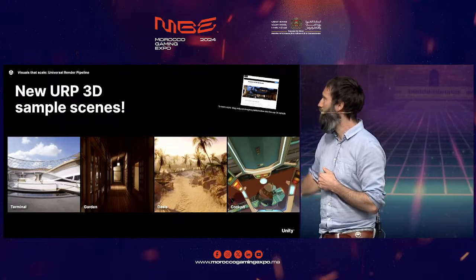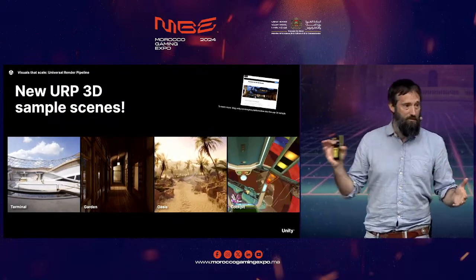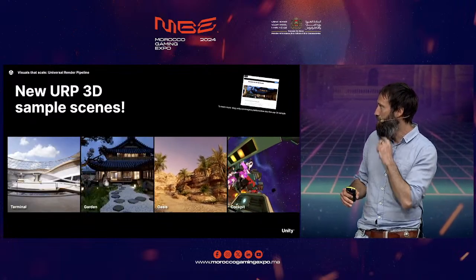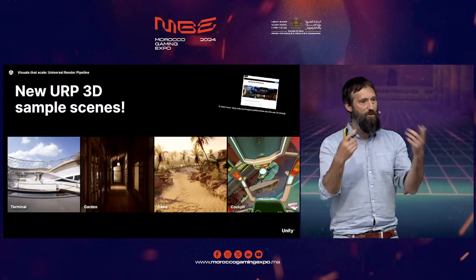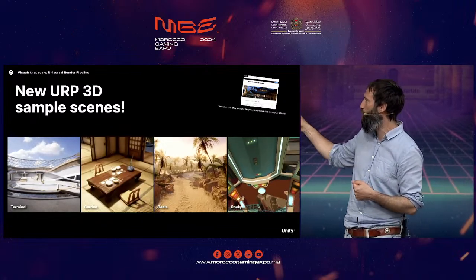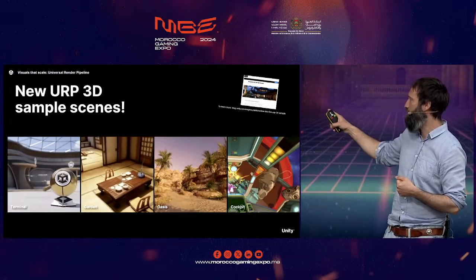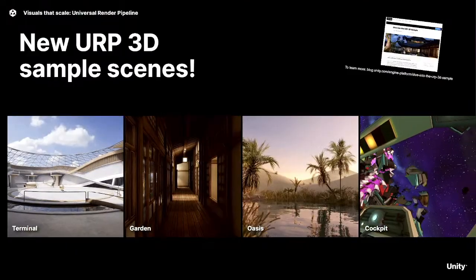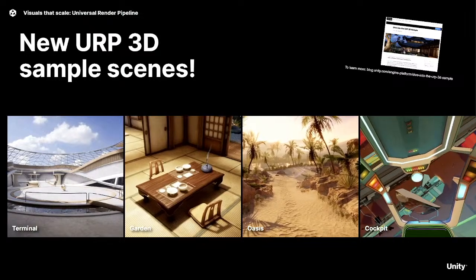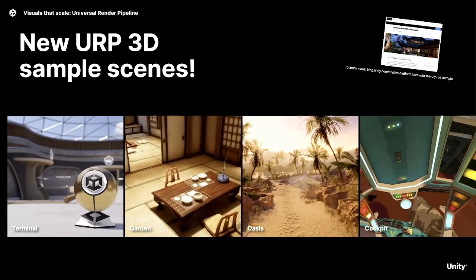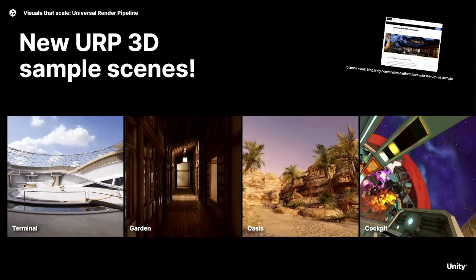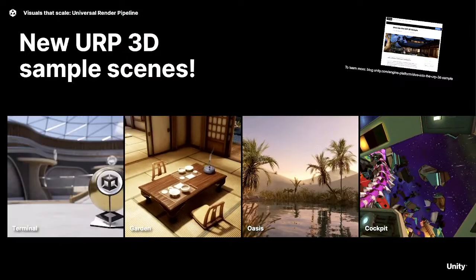I won't go through all this list. If you want to get started, again, we have the new URP 3D sample scenes. You go on the Hub, new project, URP 3D samples, and it comes with 4 scenes: Terminal, Garden, Oasis, Cockpit, which represent the different things you want to do. All of them run on mobile and on all the platforms, and they show how you optimize and set up your project to make a new game. We released them a few months ago.